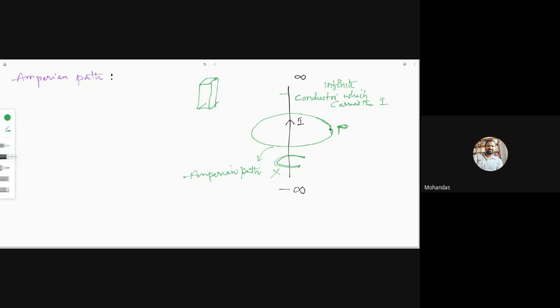Let us imagine the conductor shape is like this. This is a rectangular type conductor. Now, can you guess which type of Amperian path should be selected for solving this problem? Can anybody guess?